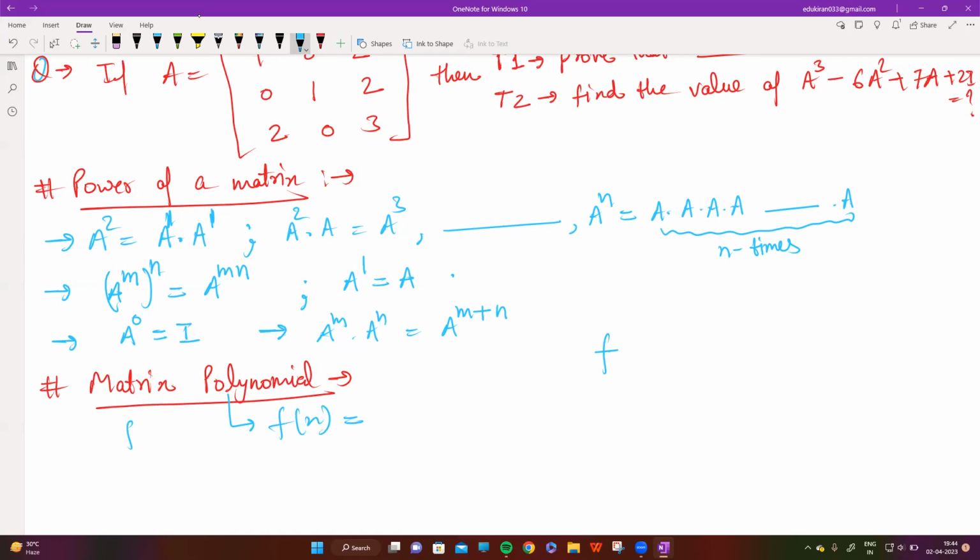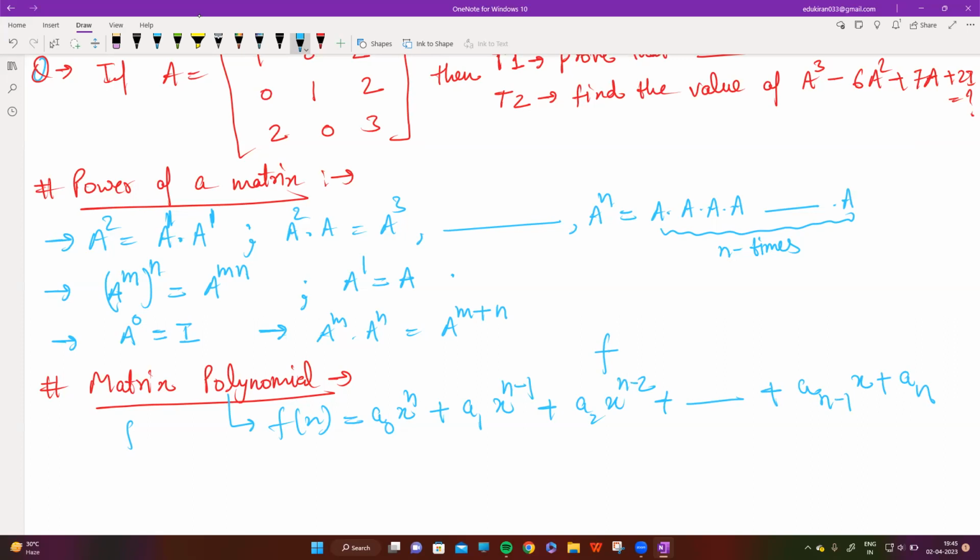And it can be written as a0 x to the power n plus a1 x to the power n minus 1, and so on, up to a n minus 1 into x plus a n. I'll make you understand what I'm saying. By the way, you should know about this because you have studied polynomials in class 9th and 10th. Right, so this is a polynomial.